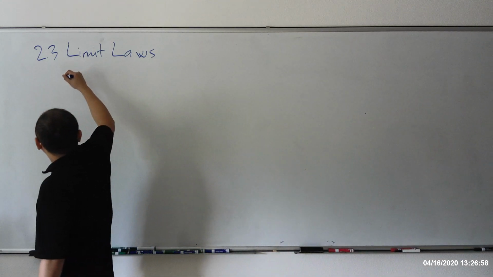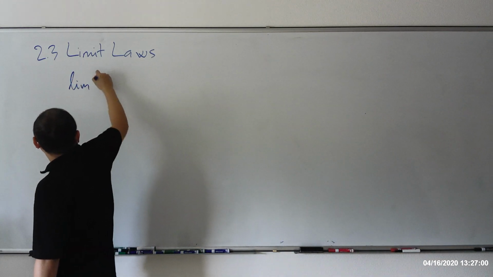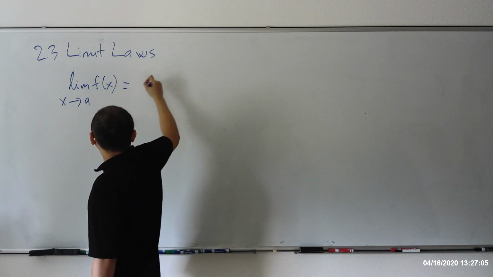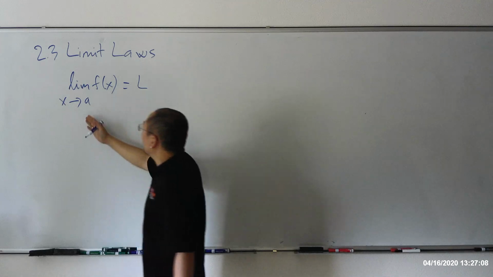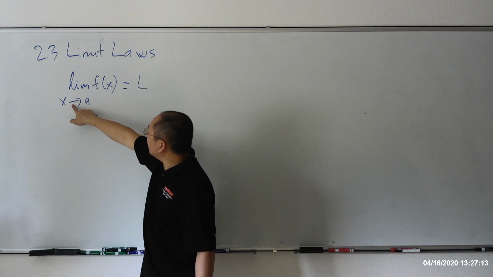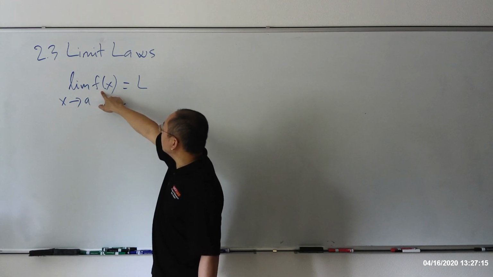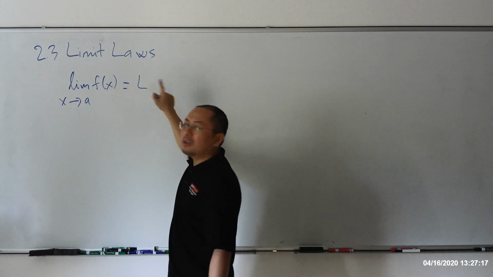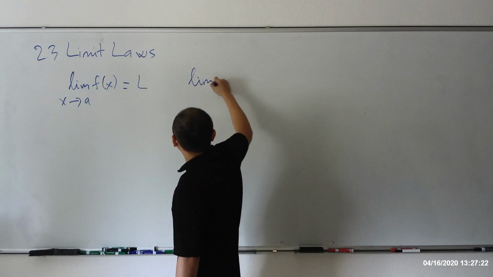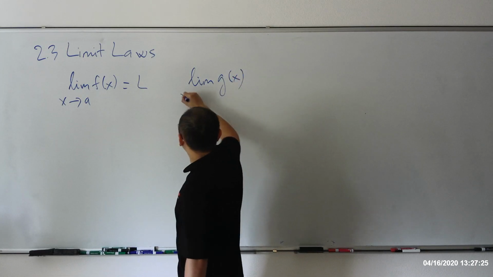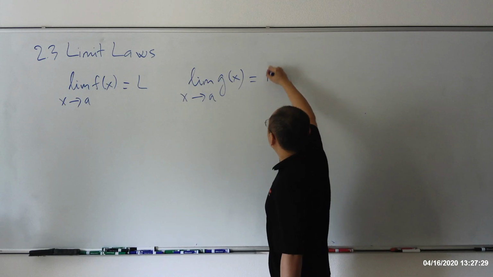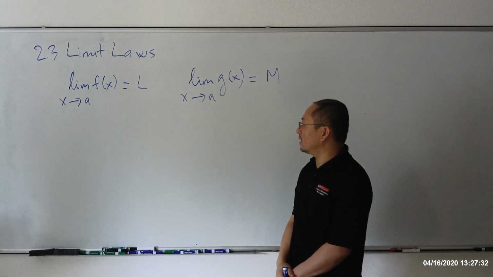Say we are given this limit: the limit of function f of x as x approaches a is equal to L. And by the way, the definition that we learned before, this notation means when x is getting closer to the value a, then the function f of x is getting closer to the value L. That's all we're saying. And we have another function, say g of x, and the limit of g of x when x also approaches a is equal to m. Same idea, just a different function.